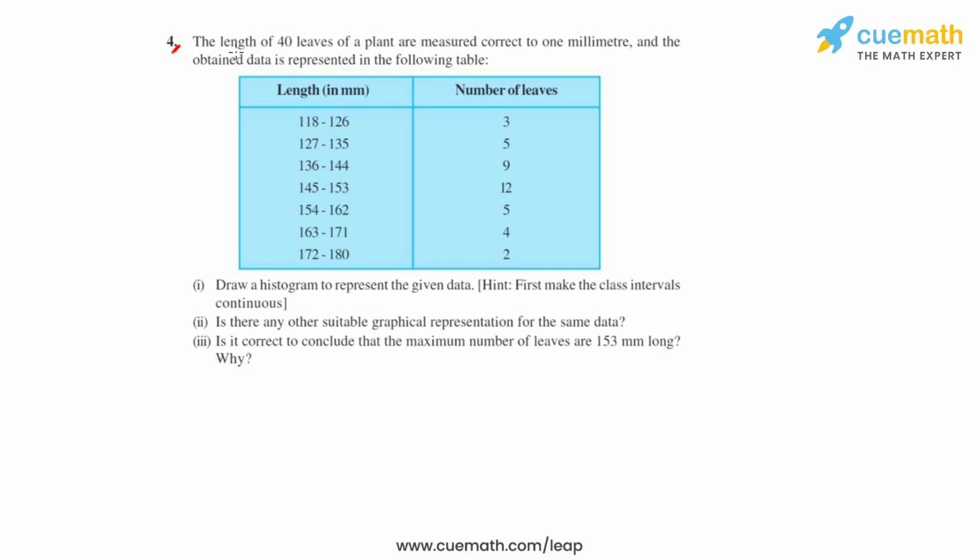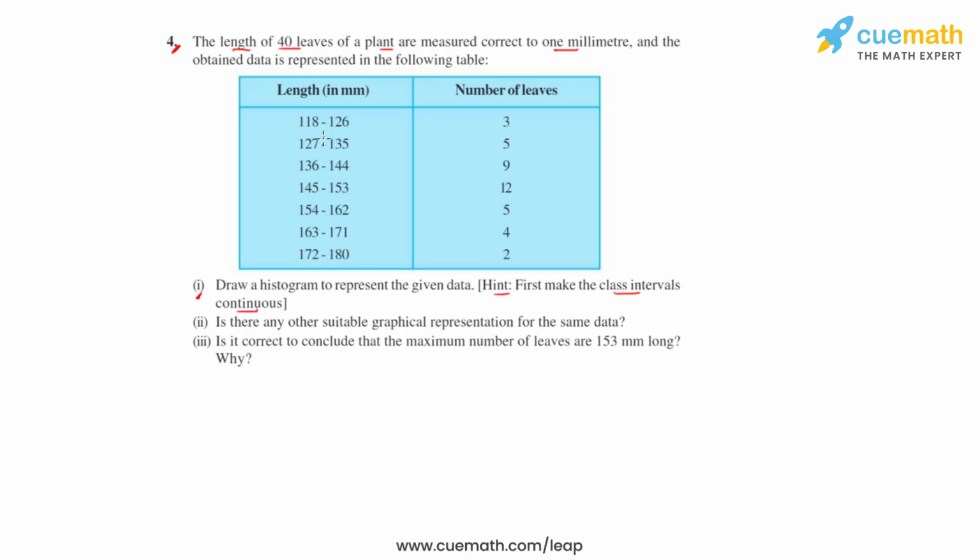Question number 4 says that the length of 40 leaves of a plant are measured correct to 1 millimeter and the obtained data is represented in the following table. We have to draw a histogram to represent the given data. The hint is that we have to first make the class intervals continuous.